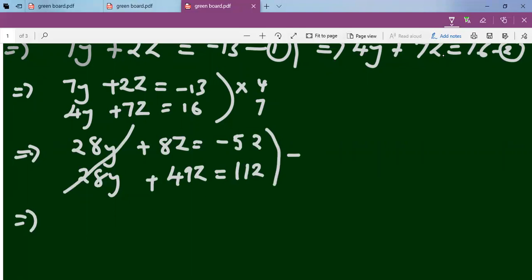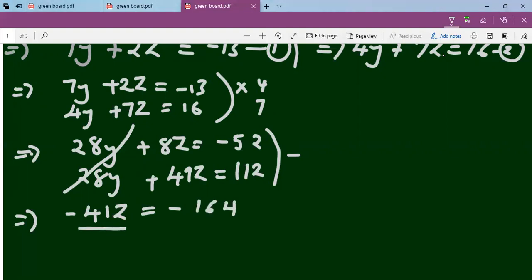All right. So again, because the signs are the same here, we subtract, meaning that this will cancel. Okay, so you have got 8z minus 49z, so we get negative 41z, and this is equal to negative 52 minus 112, we get negative 164.